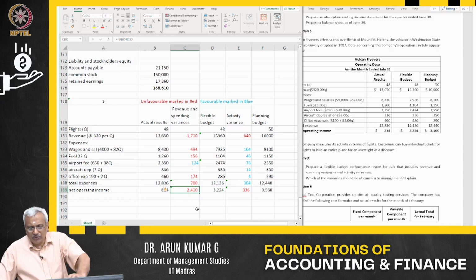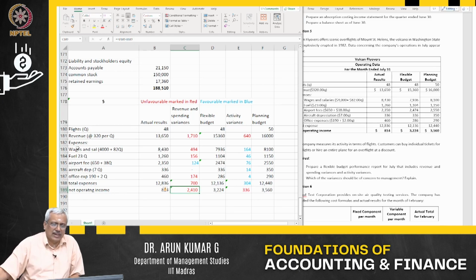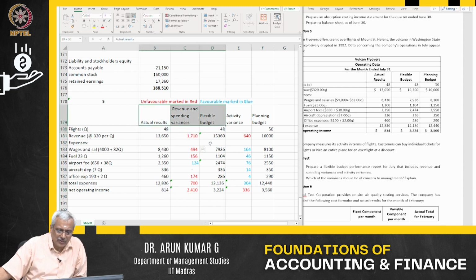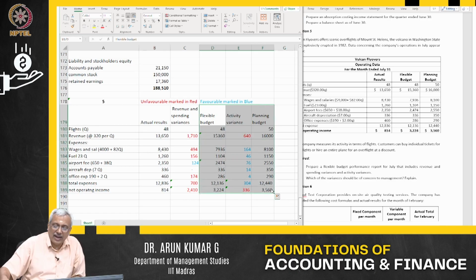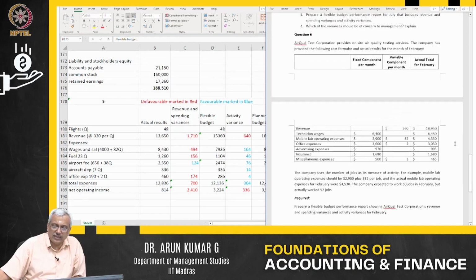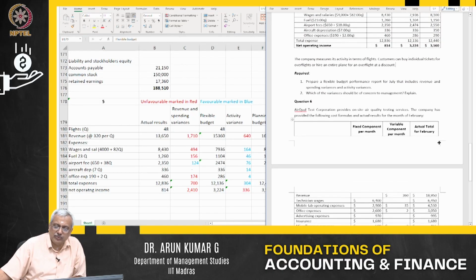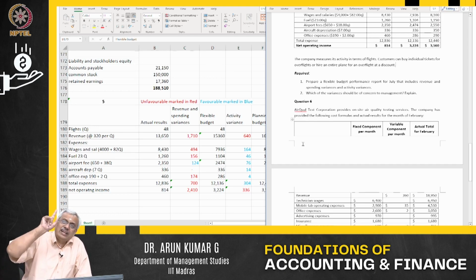So what happens? This gives you some kind of an idea about the revenue and spending, actual and flexible, when we compare. And this too we compare, flexible and actual budget, that is the activity level. If you see the next question, he says, which of the variances should be of concern to the management? Explain. I would say, overall you see that there is a $336 unfavorable activity variance. That variance is due to the fall in activity, because you had initially planned for 550 flights, you have got about 48 flights.